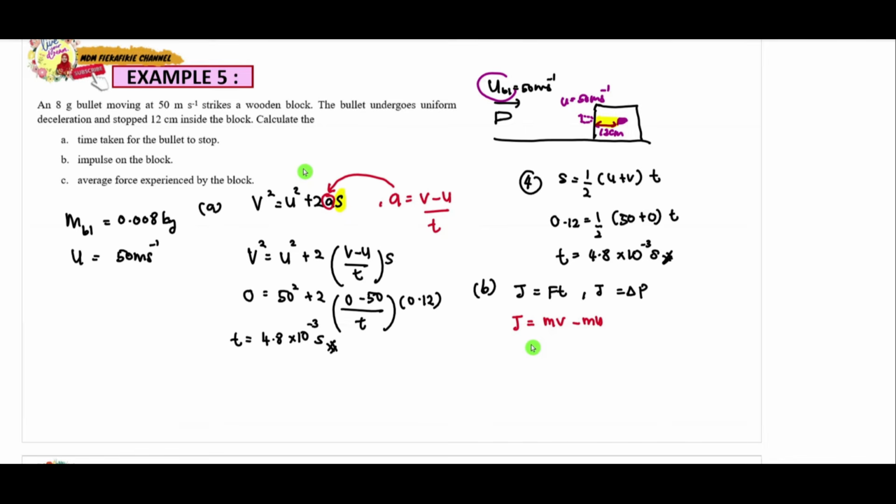Now when we substitute all the values, since v is equal to 0, we can just cancel it. So we get J is equal to negative 0.008, the mass, times u, which is 50. We consider the bullet moving to the right. So the impulse that we get just now is equal to negative 0.4 Newton second.